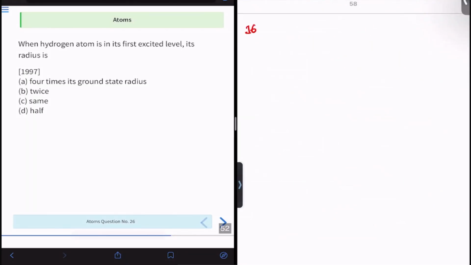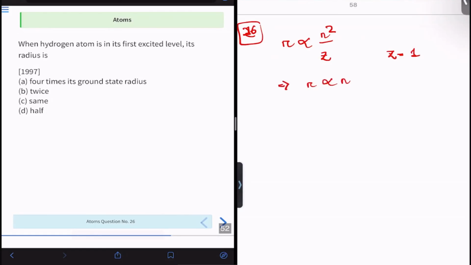Again, guys, question number 26 says, when a hydrogen atom is in its first excited level, its radius is how many times its ground state radius? As I told you to remember in one of the previous questions, the radius in Bohr's model of atom is proportional to n square upon z. The value of z here is 1. So I can also write it as r is proportional to n square.